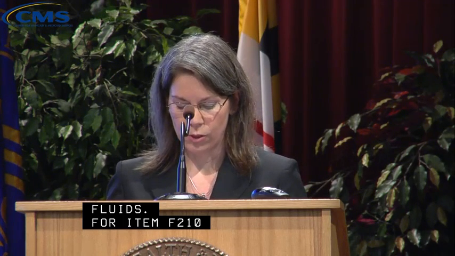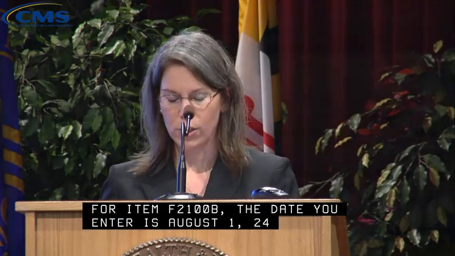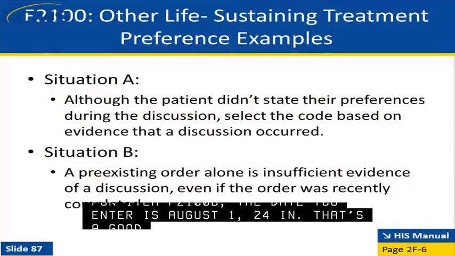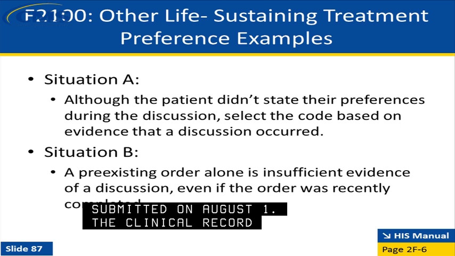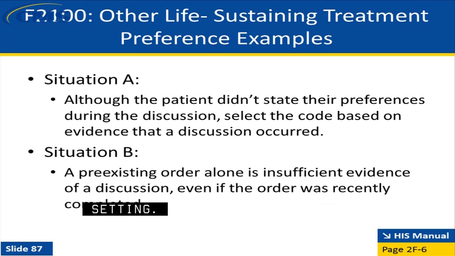So let's look at situation B. In this one, the patient is admitted on August 1st, and the clinical record for the patient includes an order from the previous care setting, no life-sustaining treatments desired, and this order is dated July 15th, 2014.